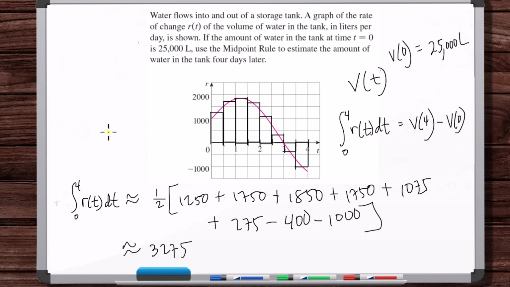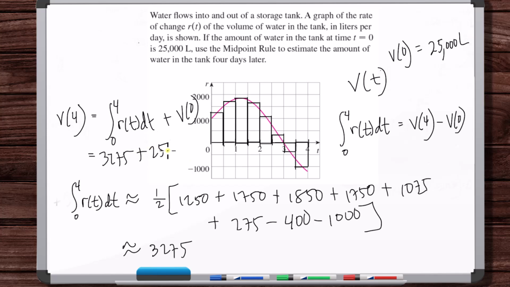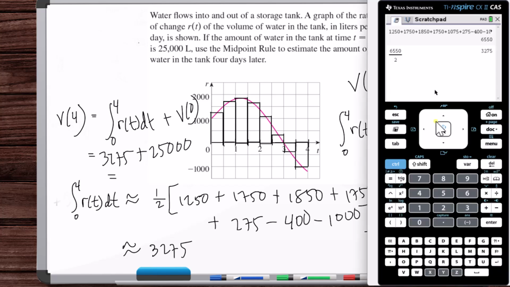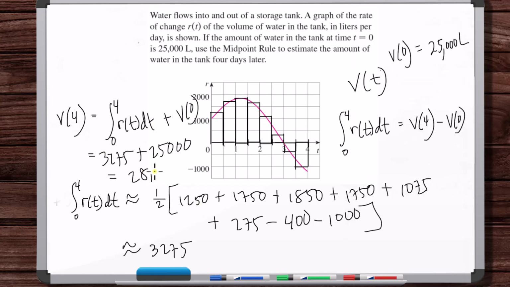Okay, so now we want to find V of 4. And so V of 4 is equal to what? It's that net area plus V of 0. So 3,275 plus 25,000, that's 28,275. So V of 4 is approximately, because this is an approximation, equal to 28,275 liters.